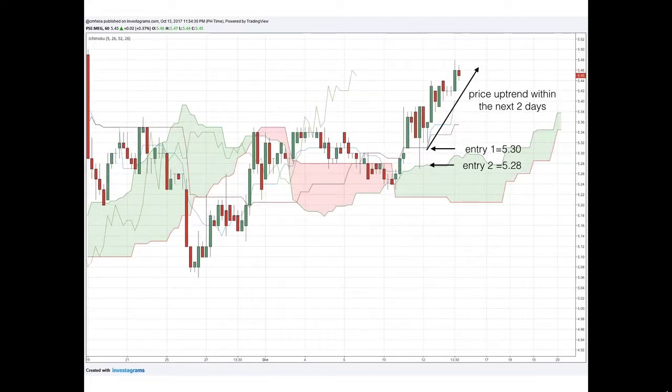So here's what happened after our entry level at 532 to 528. The price made an uptrend within the next 2 days, and you would have been able to sell last Friday at a decent gain.